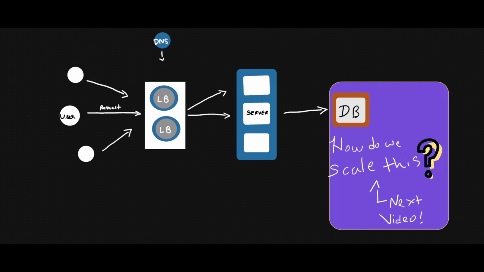In the next video, we'll go deeper into how databases are designed to handle scale and support these kinds of systems. Because once you solve one bottleneck, the next one appears. So the question is, how do we scale this?